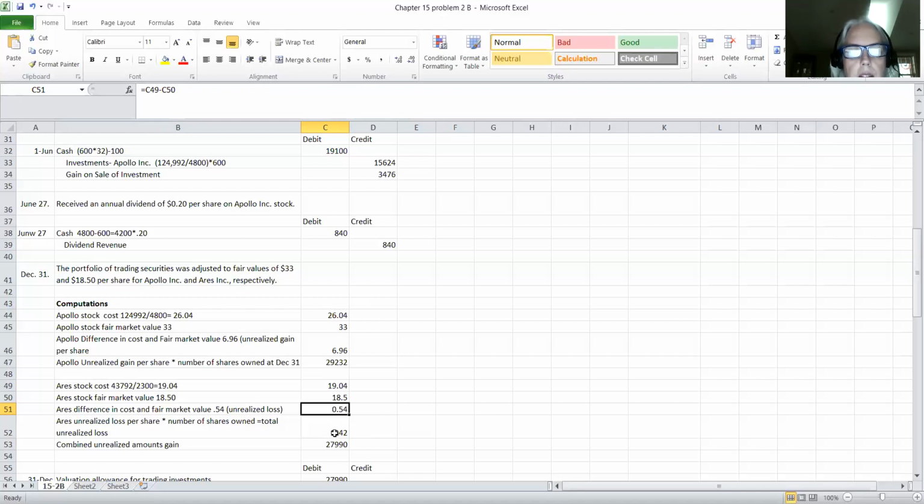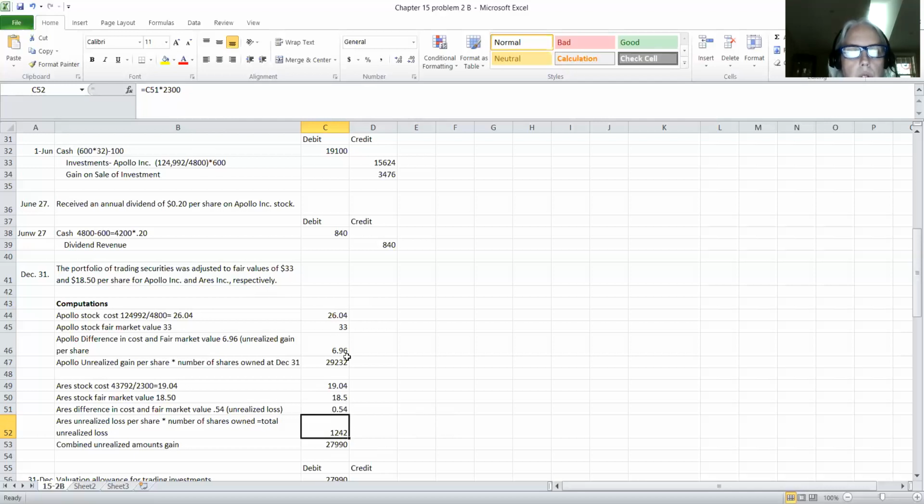We're going to take the 54 cents per share and multiply it by the number of shares owned to get the total amount of the unrealized loss. So 54 cents would be multiplied by 2,300 shares that we own of Air stock, and that will give us a total unrealized loss of $12.42.